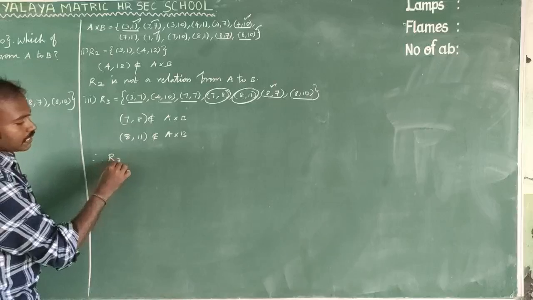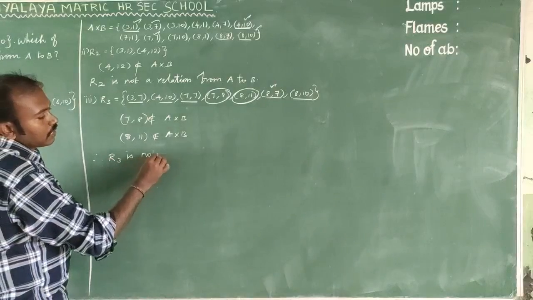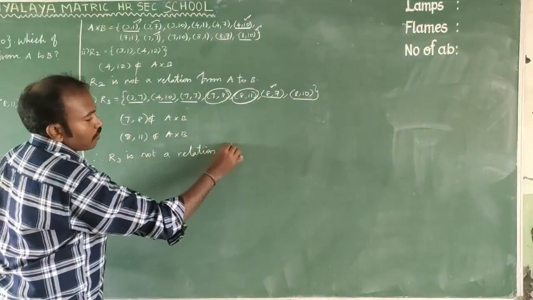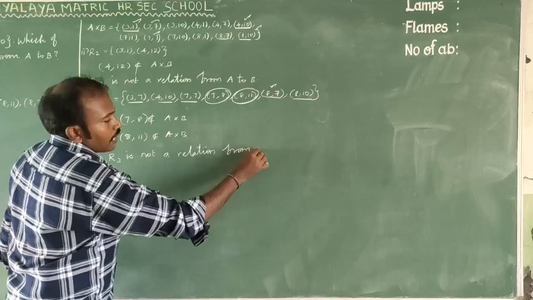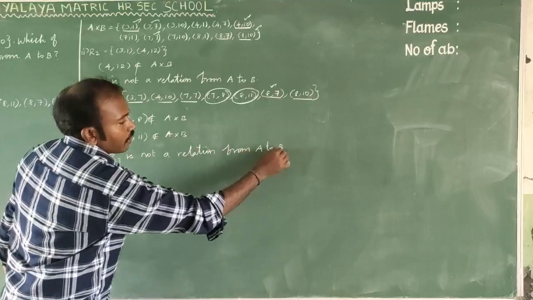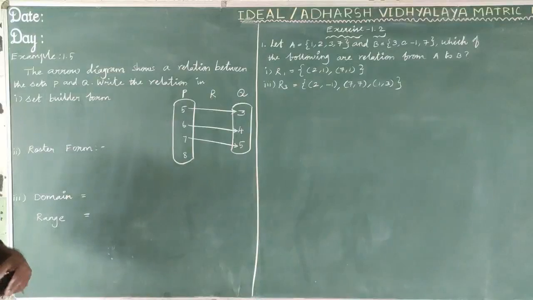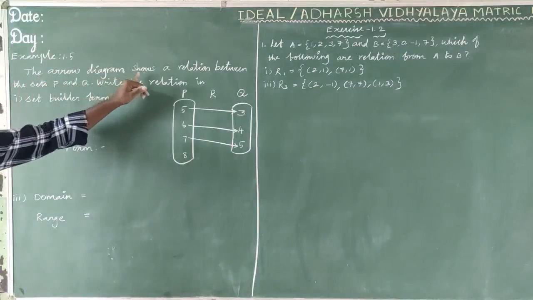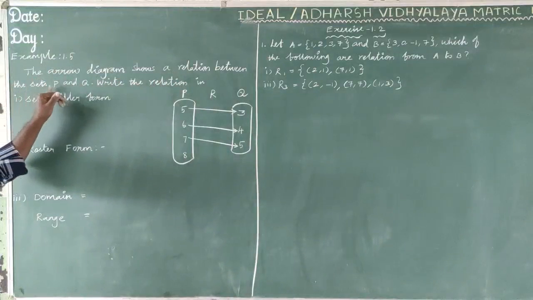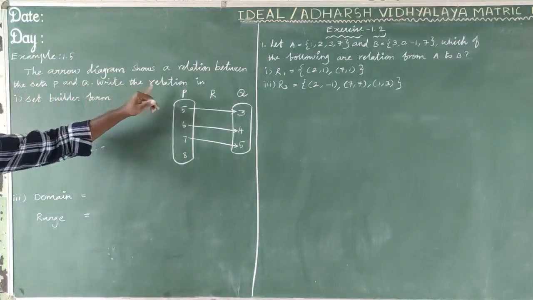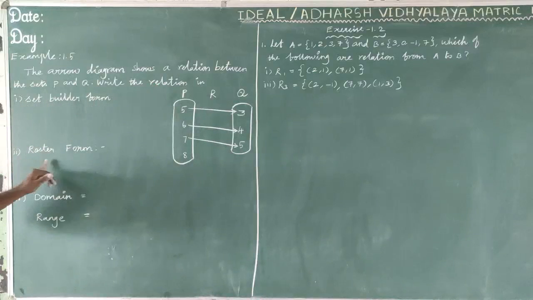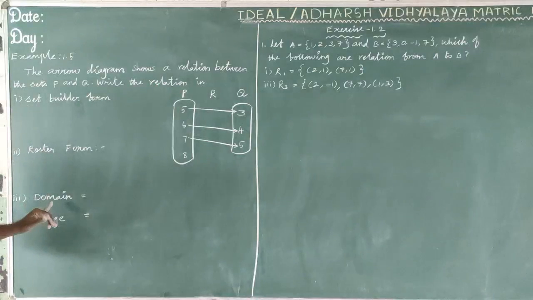Therefore, R3 is not a relation from A to B. That's all. Next one, example 1.5. The arrow diagram shows a relation between the sets P and Q. Write the relation in first subdivision set builder form, second subdivision roster form, third subdivision find the domain and range.